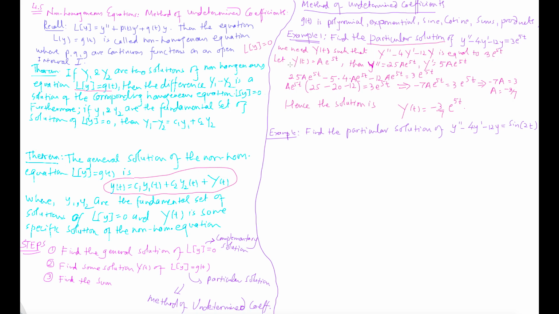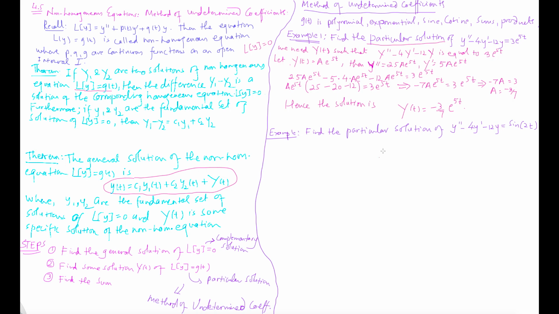This is a very important step here. Let us do another example. Find the particular solution of y double prime minus 4y prime minus 12y equals sine 2t. Basically the left hand side is the same, right? Only the right hand side, instead of 3e to the 5t, is sine 2t.